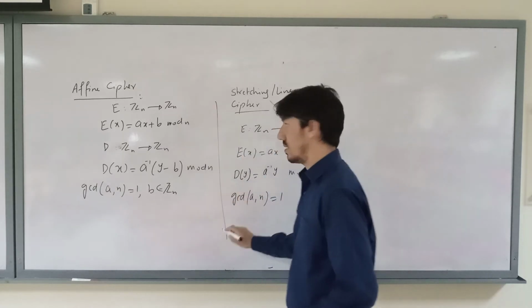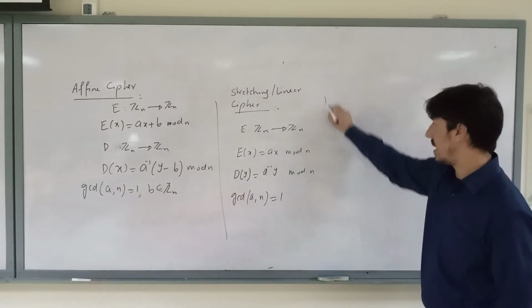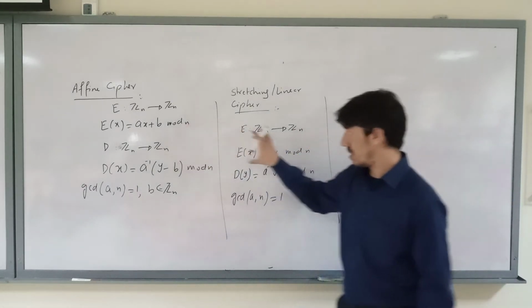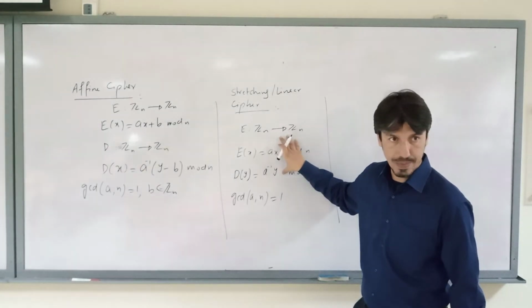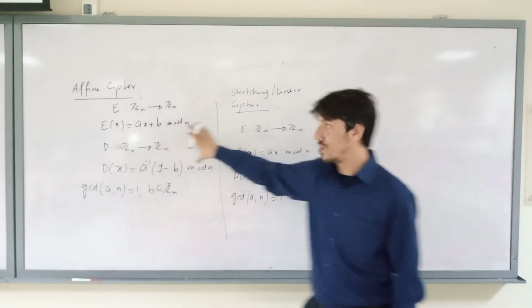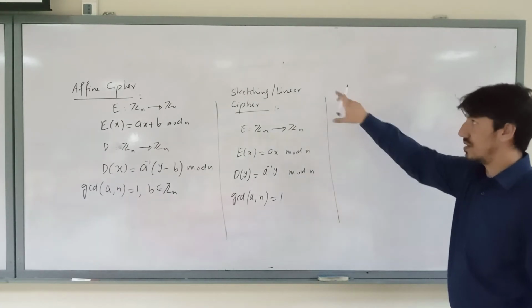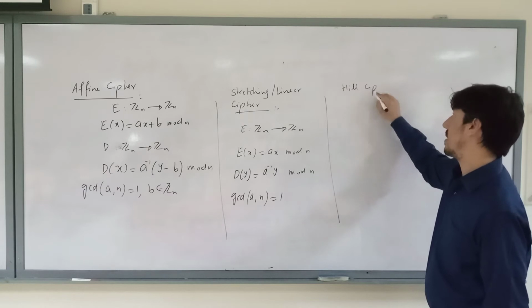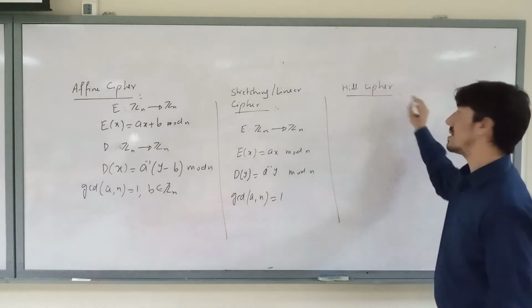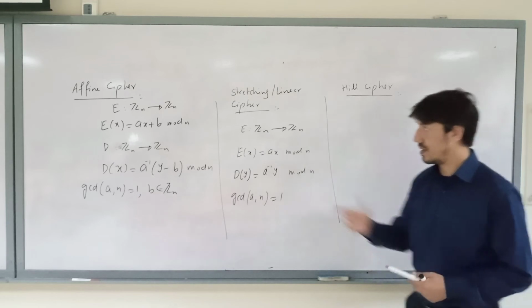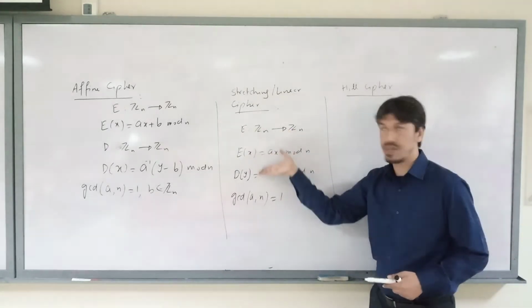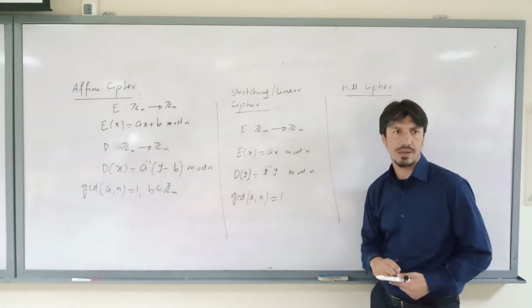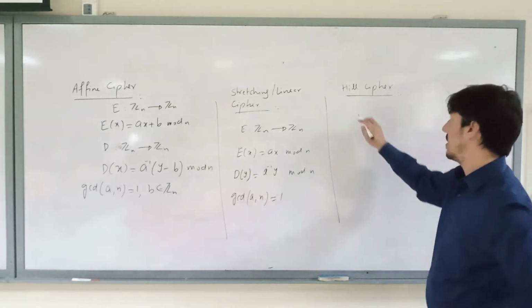So you can see here GCD of A with n must be 1. So if I generalize the first case, this case is the generalization of this case, because this is the simplest and this is more complex, affine. So if I generalize this, you get the Hill cipher. The Hill cipher is nothing, it is just the generalization of this stretching or linear cipher, using matrix algebra. So let me define the Hill cipher.